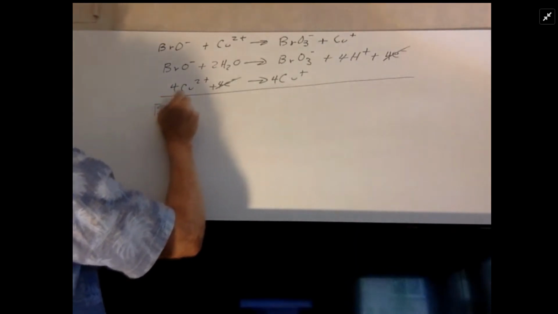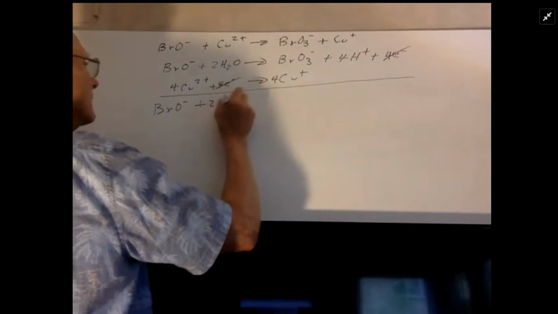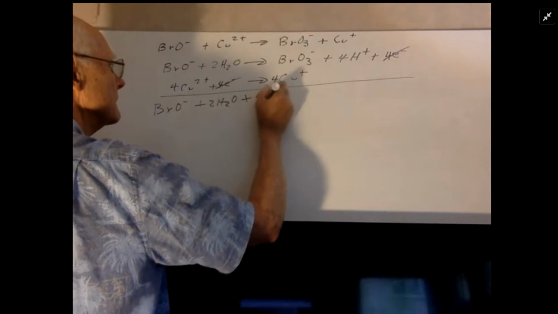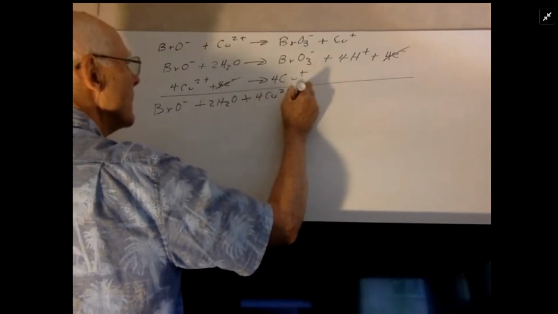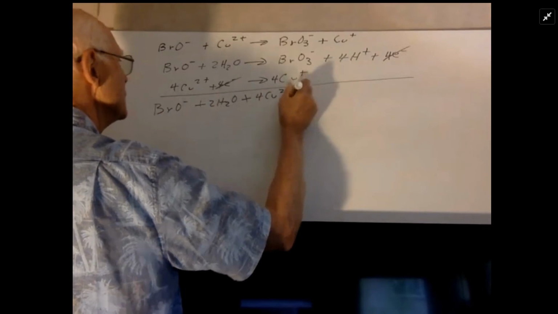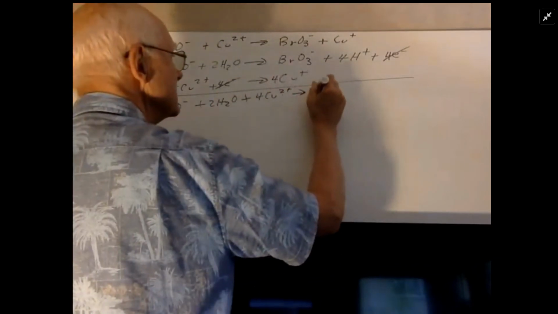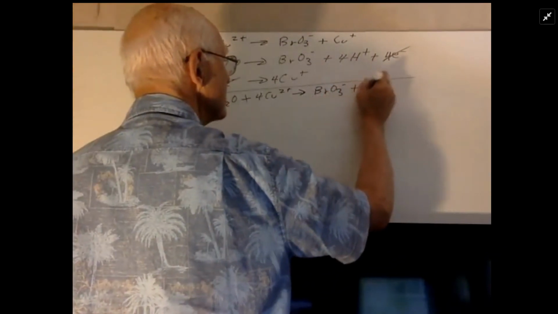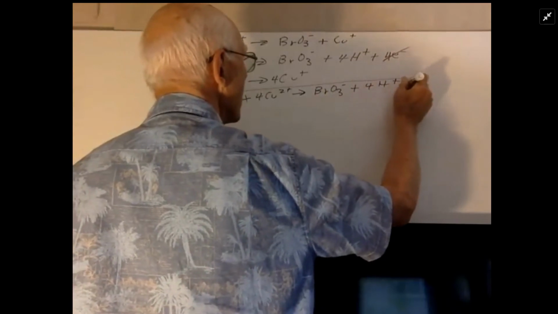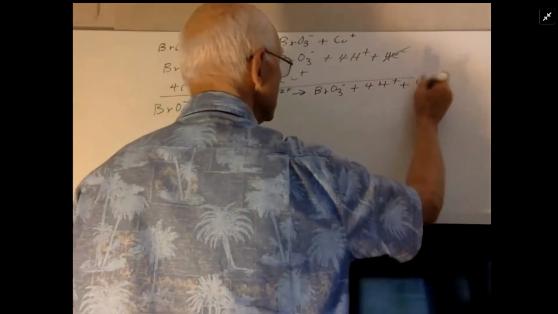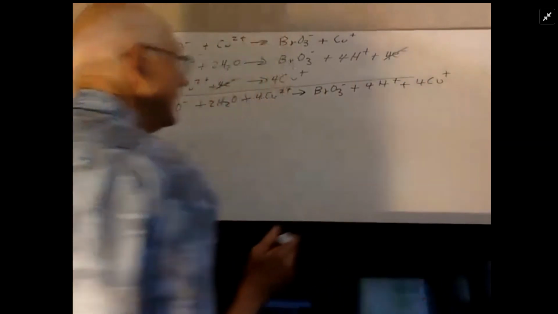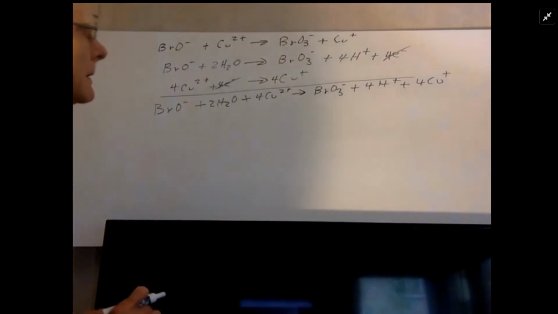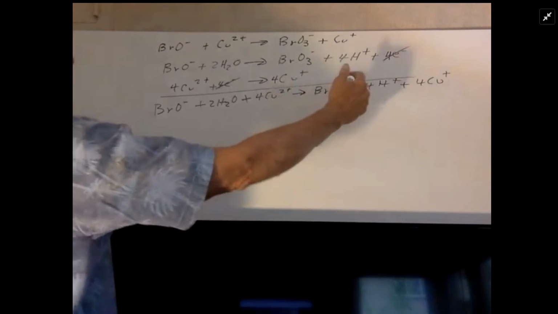Okay, so we're going to have BrO minus plus 2H2O plus 4 Cu2 plus goes to BrO3 minus plus 4H plus plus 4 Cu plus. So I have a balanced equation, but it's in acid solution, so we need to neutralize these H pluses.